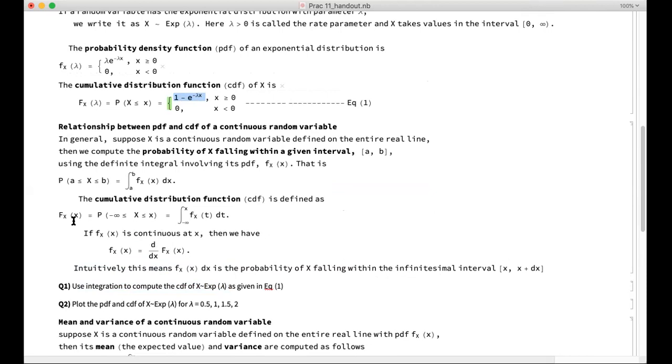Remember the definition of CDF is the integral from the lowest point to a given value x of the PDF. What would be the bound of this integral for the exponential random variable?